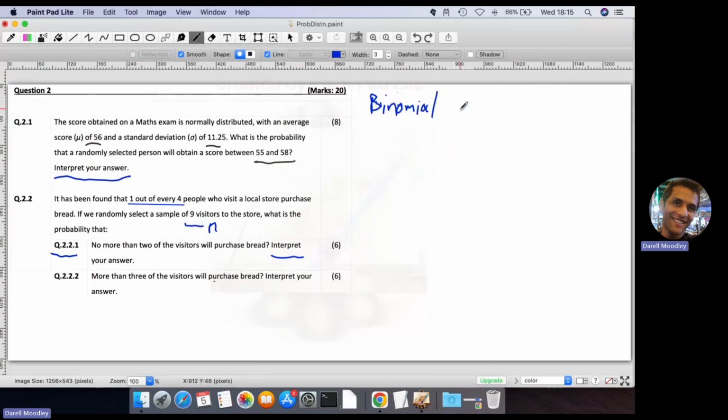Very important that you're able to identify what distribution you're dealing with, because if you get that wrong, then everything else that follows is going to be wrong. Okay, so it's a binomial distribution. And so with the distribution, you're going to be working with a variable called x, and you need to understand what that x represents. What will give you an idea of what that x should be is to look at the question. Okay, if they want to work out the chance of someone purchasing bread, and a specific number of people purchasing bread, so in other words, x is the number of people purchasing bread.